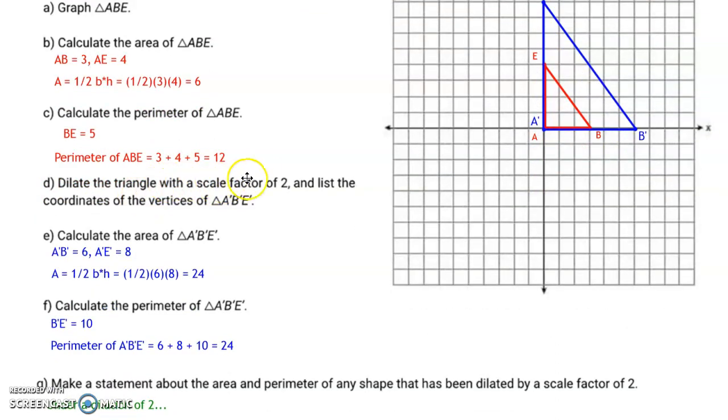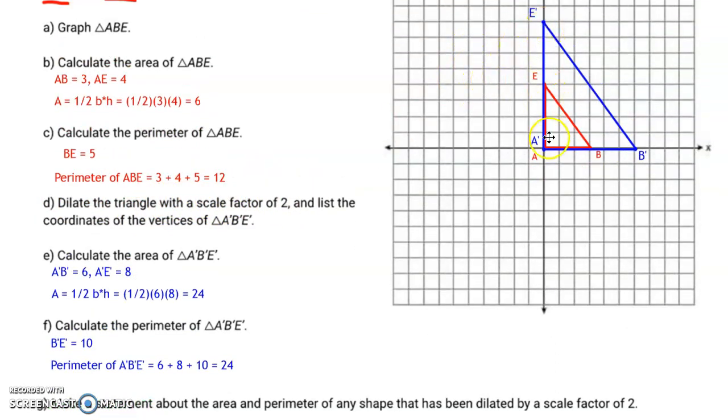If we dilate the triangle with a scale factor of 2, that means the triangle becomes twice as big, lengthwise anyways, and then the area is going to be 24. Notice that the original area is 6, this new area is 24. Wow, that's much bigger. But the perimeter becomes not 12, but 24. That means the perimeter gets multiplied by 2. The area gets multiplied by 2 twice.